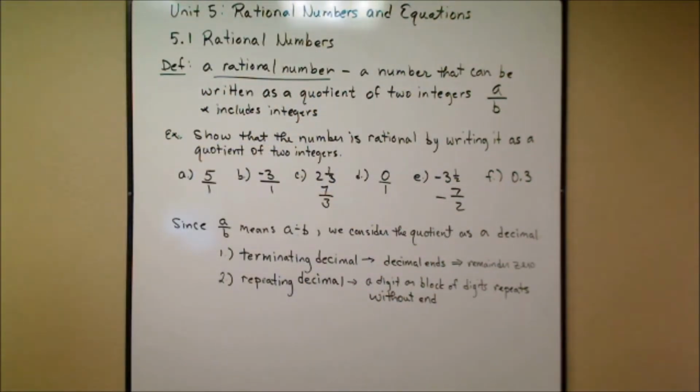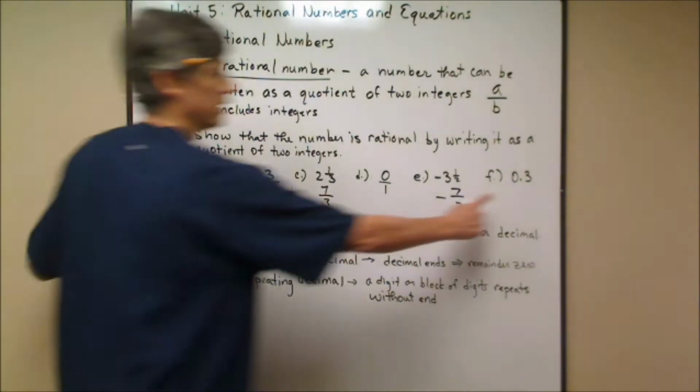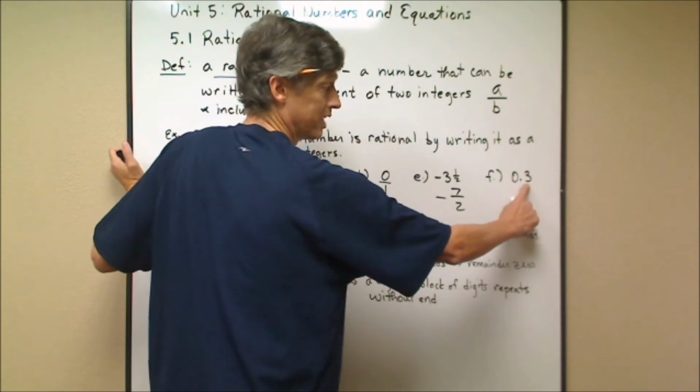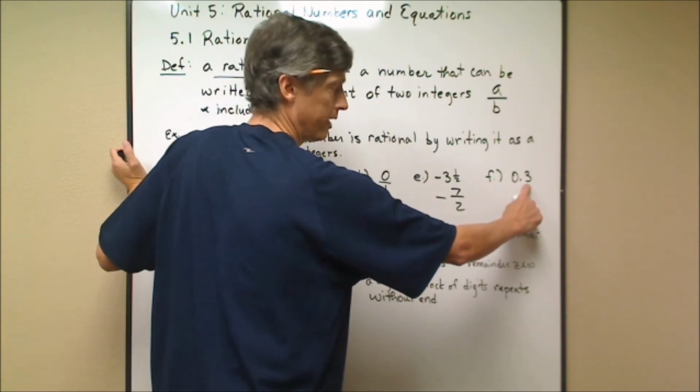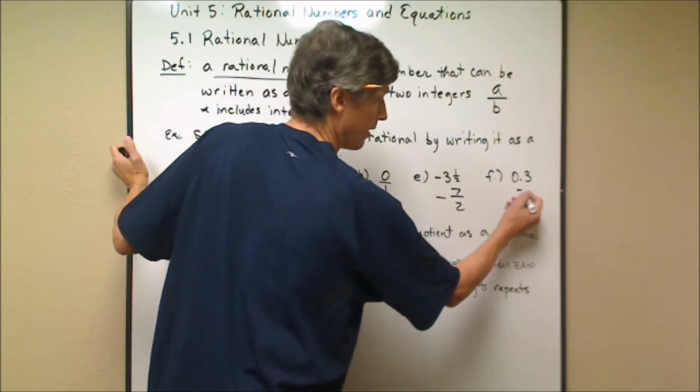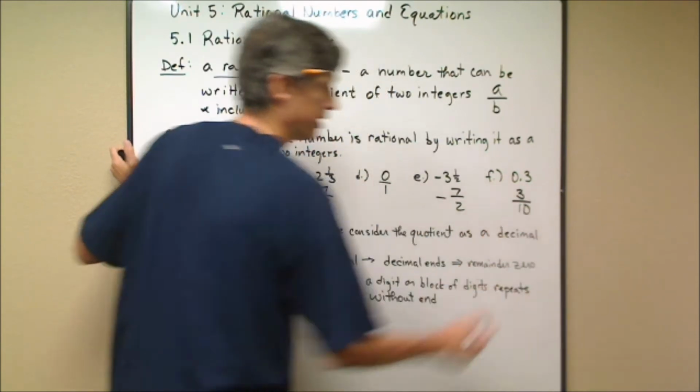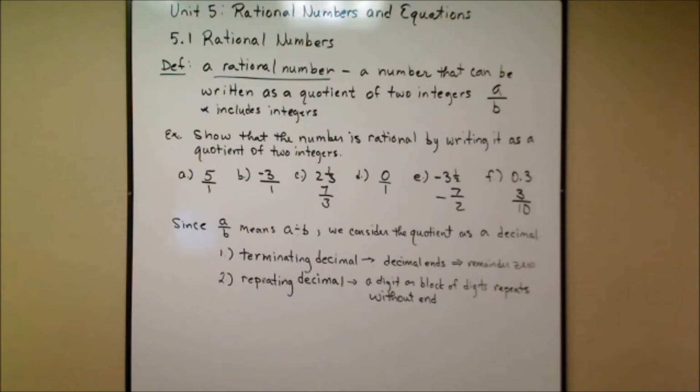-7 over 2. Now, the last one I have is a decimal. A decimal is just a fancy-looking fraction, because the place value, which is in the 10th spot for the 3, indicates the denominator. The denominator is 10. This is the same as 3 over 10, 3/10. And I've written it as a fraction.